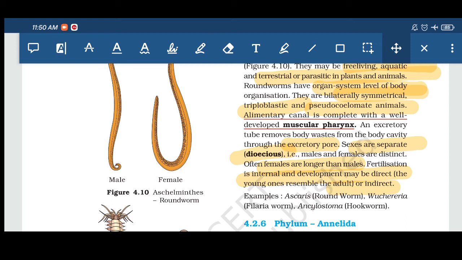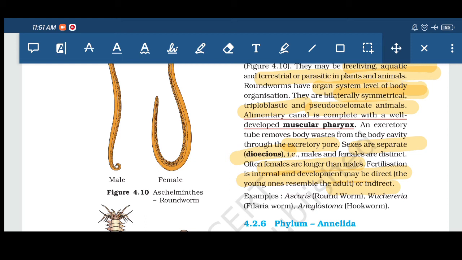The female is longer than the male. Fertilization is internal and development may be direct or indirect. As I said, direct means the upcoming progeny, or the new progeny, represents the adult one. But in indirect development it does not represent the adult one.